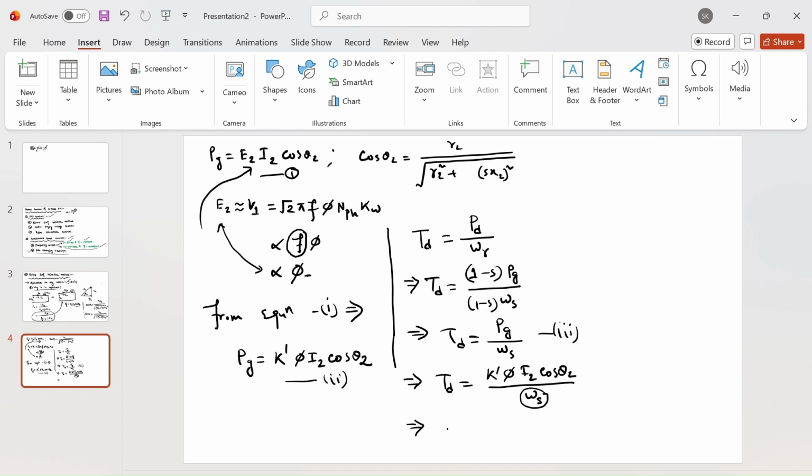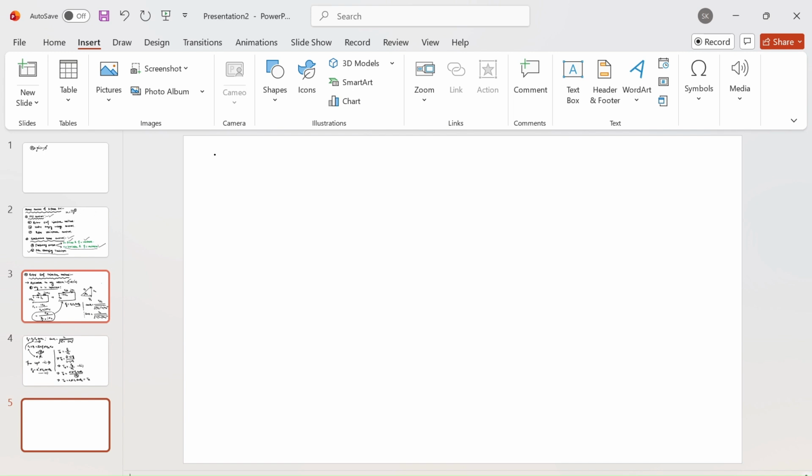So I can give another constant, something K phi I2 cos theta 2. So this is the developed electromagnetic torque. This is nothing but your electromagnetic torque, TD or TE, whatever you want to say. So this is the equation that is required for further analysis. Let me write TE is nothing but K phi I2 cos theta 2. Here phi is the strength of the rotating magnetic field.